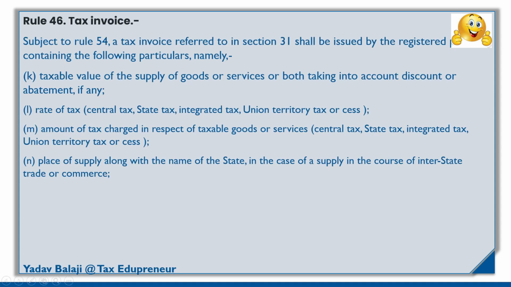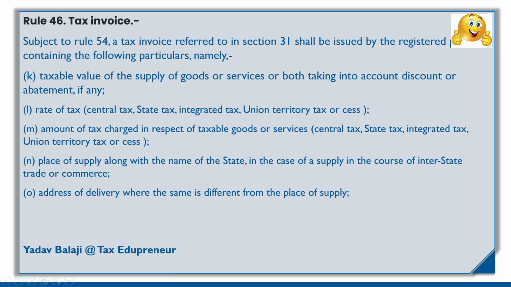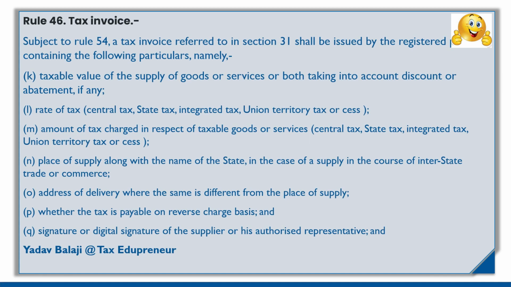Now the place of supply along with the name of the state, in case of supply in the course of inter-state trade or commerce, e-commerce kind of thing. If you are selling from one state to another state, then that detail also needs to be mentioned. The address of delivery, where it is different from the place of supply. If you are supplying from one place to another place, you have to mention that place also. And whether the tax is payable on reverse charge. In every invoice there should be an option for reverse charge, yes or no. If it is reverse charge, yes; if it is not, then select no. That kind of option also needs to be there.